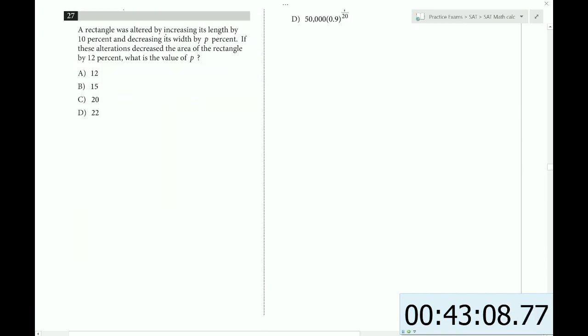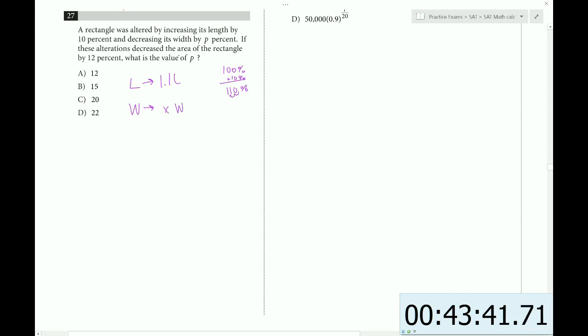A rectangle was altered by increasing its length by 10%. So the length became a 10% increase, which would be 1.1 L. If you're not sure how to do that, you start with 100%, add 10%, and get 110%, then you move the decimal place twice to the left, as represented by the percent sign. And decreasing its width by p%. So the width decreased by some unknown multiplier.